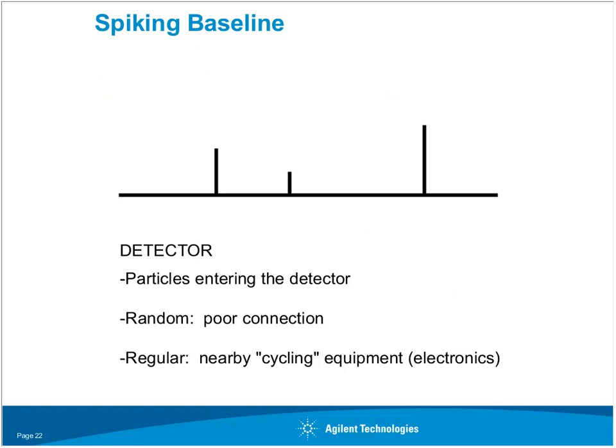So the next topic we'll look at is spiking baseline. A spiking baseline could be from particles entering the detector if you're using a PLOT column. It could be a poor connection, or again, this could be caused by cycling of equipment, electronics in other places of the lab. That's why when you install a new GC, we ask that you have it on a dedicated line. That dedicated electrical line for that instrument will eliminate this type of spiking from other equipment on the line.